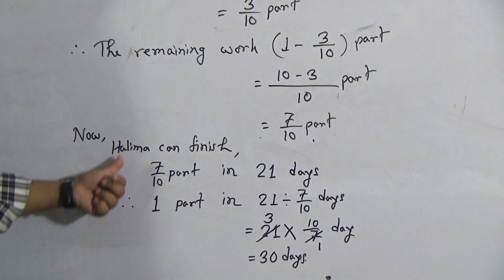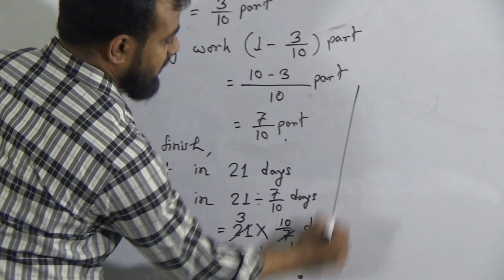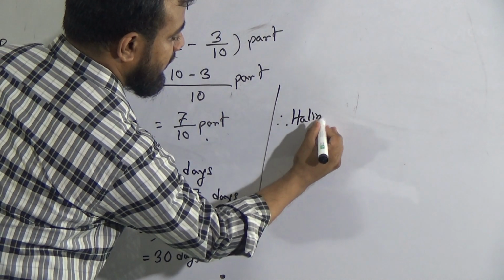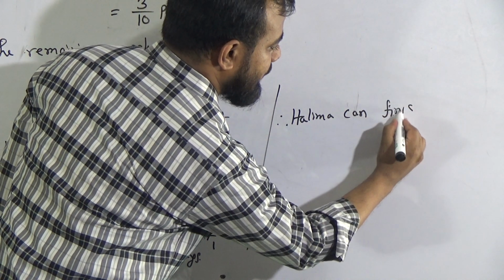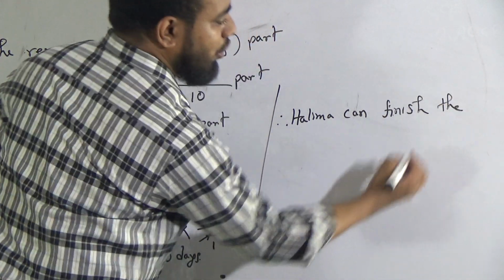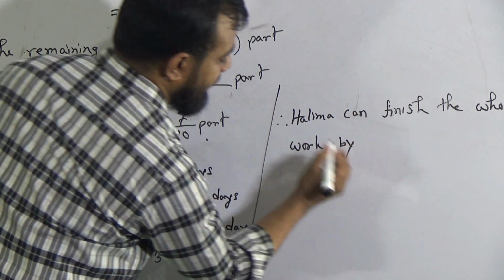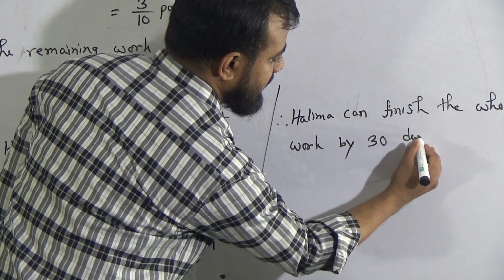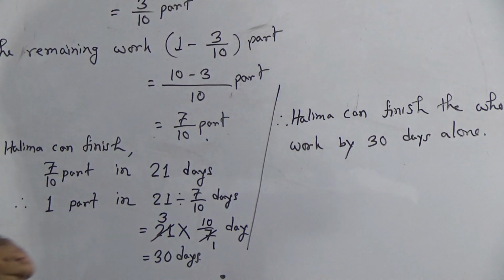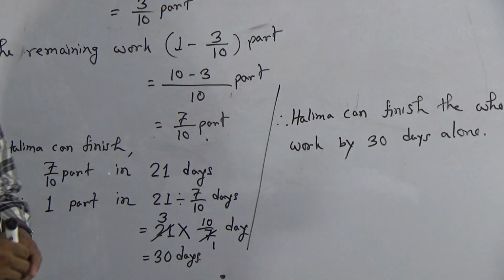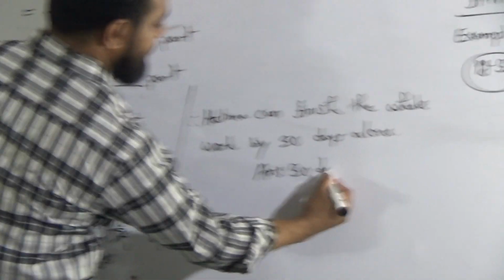This means that Halima can do the whole work in how many days? In 30 days. You can write down in words. Therefore, Halima can finish the whole work in 30 days alone. Halima alone can finish the whole work in 30 days. Okay, I hope you have understood. So our answer will be 30 days.